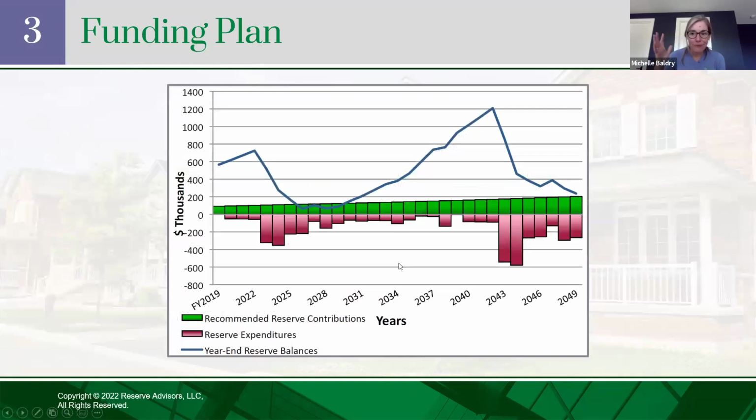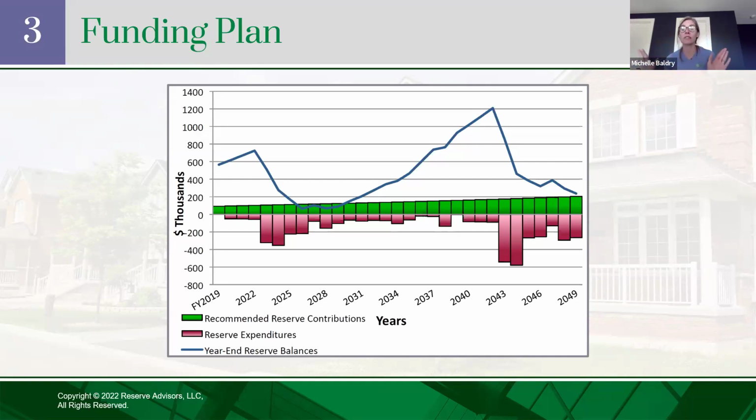I'm a really visual person. This is truly a graphic of that funding plan, and something that I think makes it much easier to understand the importance of reserves and what they are, right? I always encourage our clients to share this graph, maybe at an annual meeting when they're explaining what reserves are and why they need to contribute to this account, because it helps homeowners understand the true needs of the community. So in this graph, the green bars are the reserve contributions. The red bars are the reserve expenditures. And the blue line is the reserve balance.